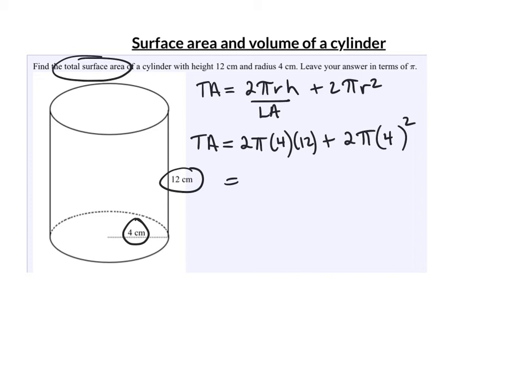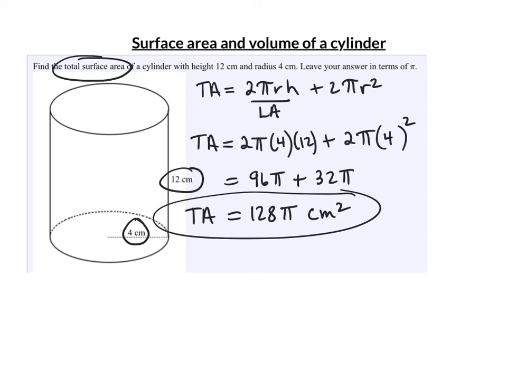So we'll simplify this. 2 times 4 is 8, times 12 is 96. 96 pi plus 4 squared is 16, times 2 is 32. 32 pi. And we'll add all that up. 96 pi plus 32 pi is 128. 128 pi. And this is area, so it'd be centimeters squared.